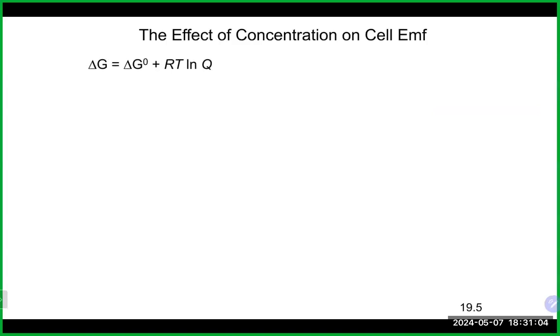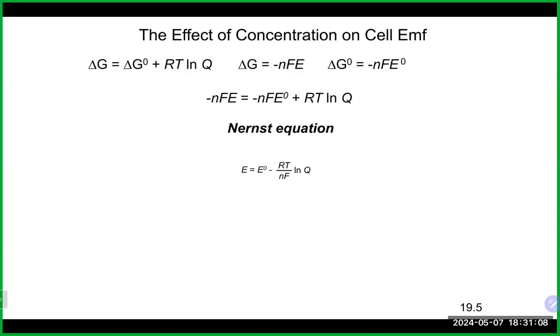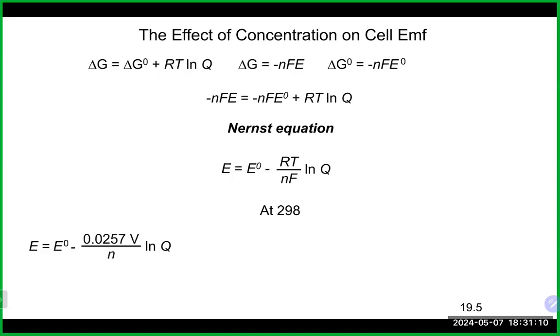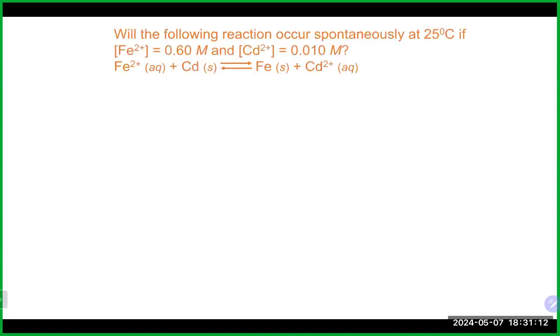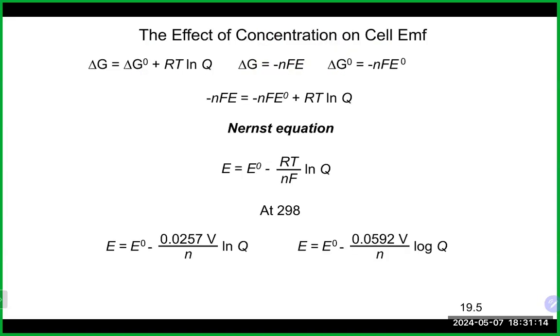All right, so let's then talk about the effect of concentration on the cell EMF and another really important equation. And this is what is known as the Nernst equation. We get the Nernst equation from a couple of equations that we saw before. And right here is the Nernst equation. And just like we saw on the previous one with the K, there's also a reduced down version of the Nernst equation.